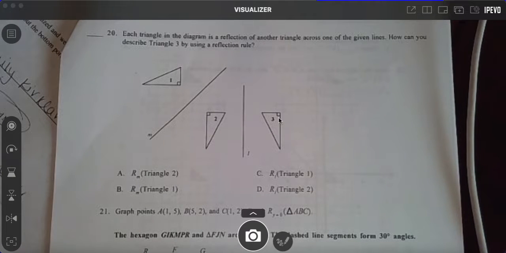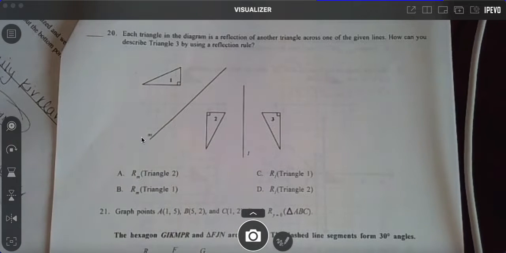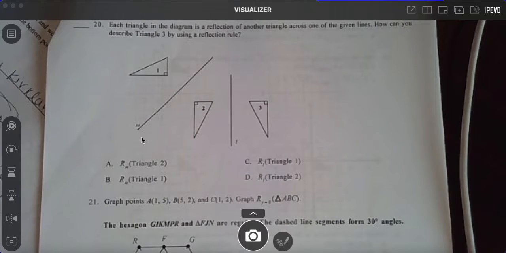Well, what's it a reflection of? What is triangle 3 a reflection of? Which triangle? Triangle 2. Across what line? L. Oh, sorry, no, this one's M. The only reason I can tell that is because I can't see. So, it's a reflection of triangle 2 across line L. So this is what it's saying, a reflection across line L of triangle 2.